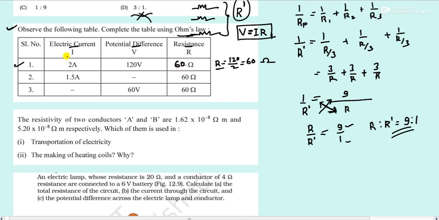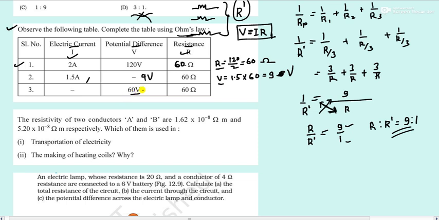Second, they have given I, R, not V. So use this formula. V is equal to IR. I is 1.5 into 60. So what is 1.5 into 60? It is 6, 15, 6 and 90. So 90 ohm. No, this is voltage, so it should be volt, 90 volt.